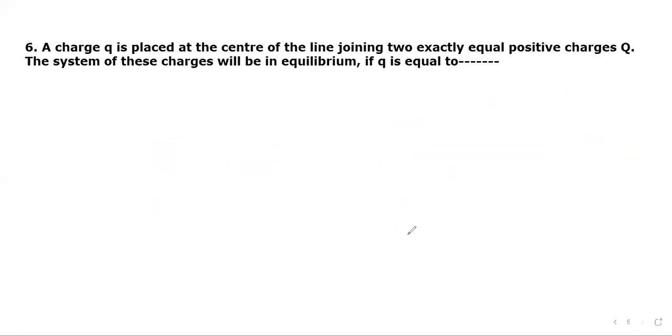Let's consider the next question. A charge q is placed at the center of the line joining two exactly equal positive charges. Suppose this is capital Q charge, this is also capital Q charge. Here, small q charge is placed. This distance is equal. So suppose this distance is x, this distance will also be x. Now we have to find out the relation between capital Q and small q.